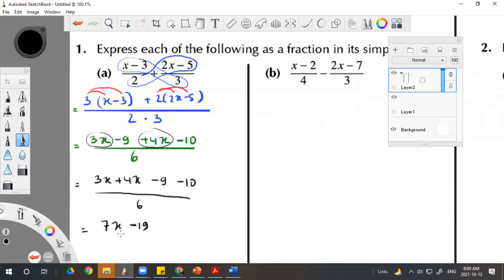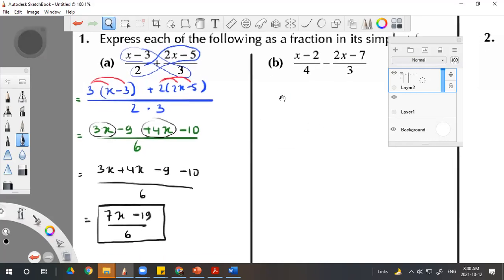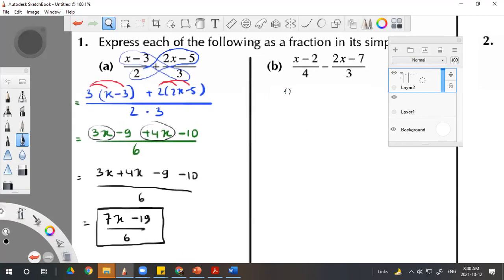7x minus 19 over 6. Can we do anything else? No, that's the final answer. Okay, let's do the other way, the type B, part B.